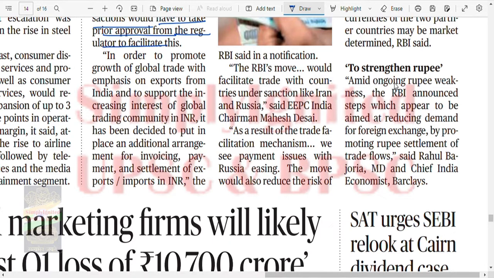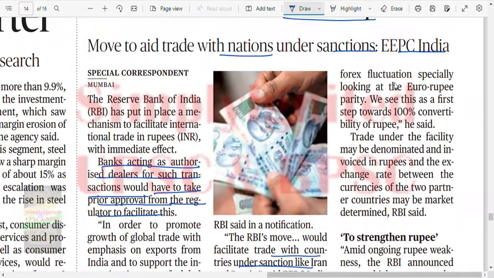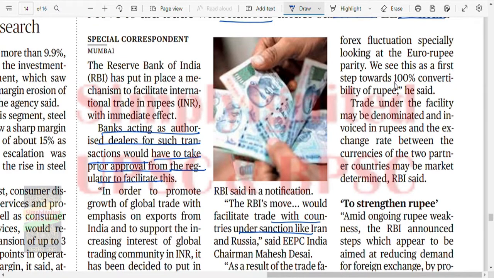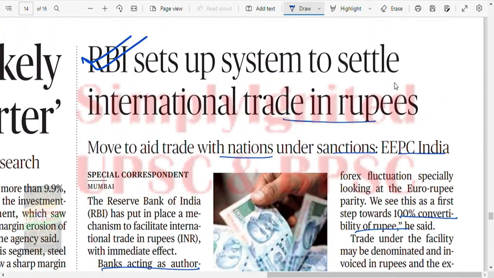Okay, the RBI's move would facilitate trade with countries under sanctions like Iran and Russia. As a result of the trade facilitation mechanism, we see the payment issue with Russia easing. The move would also reduce the risk of forex fluctuation, especially looking at euro rupee parity. We see this as a first step towards 100% convertibility of rupee. Okay, so you know that we have two types of account: current account and capital account. This is 100% convertible and this is partially convertible. Okay, so they are talking about this thing.